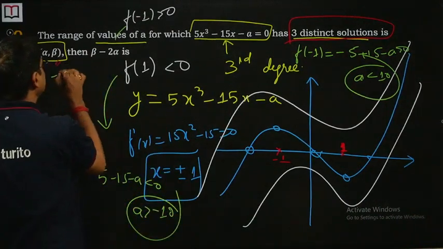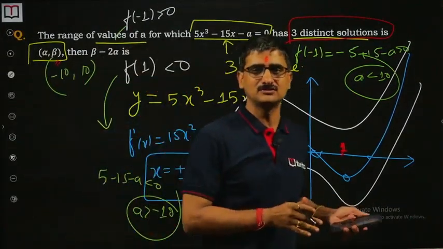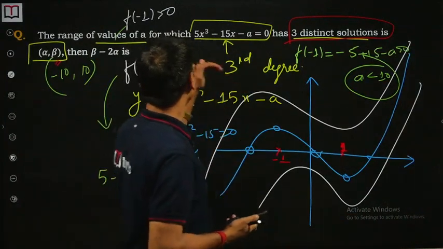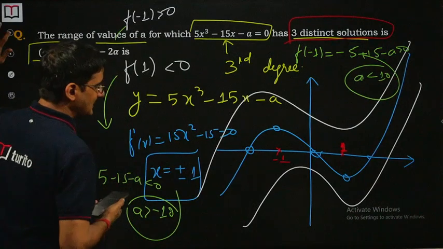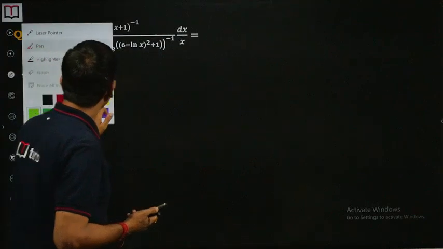So the range is -10 to 10. So a should lie in the interval -10 to 10. So alpha and beta are -10 and 10. So the answer should be -10 plus 20, that is 10 here. So that was a better question in this paper.